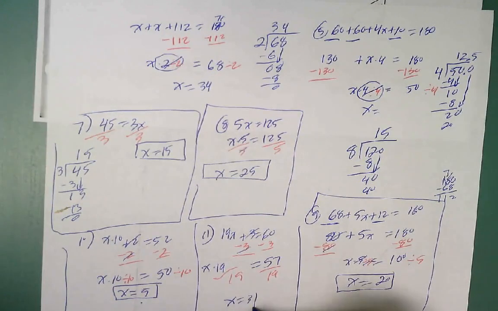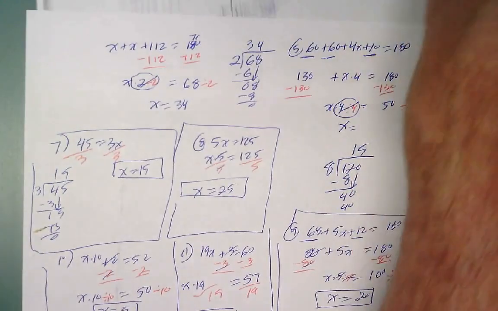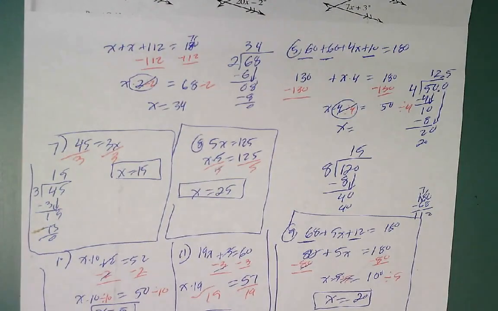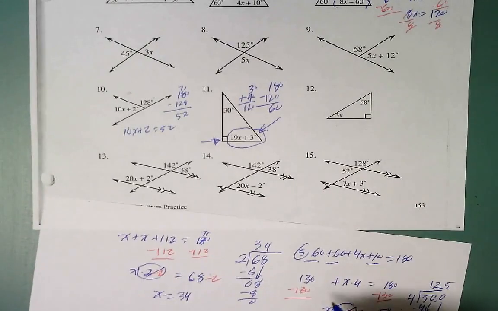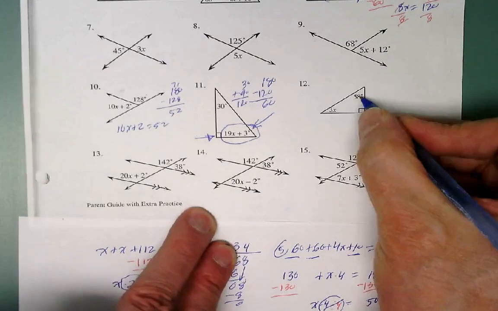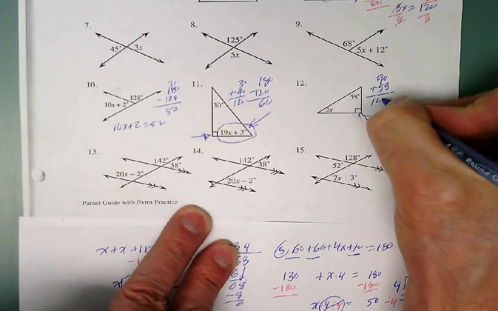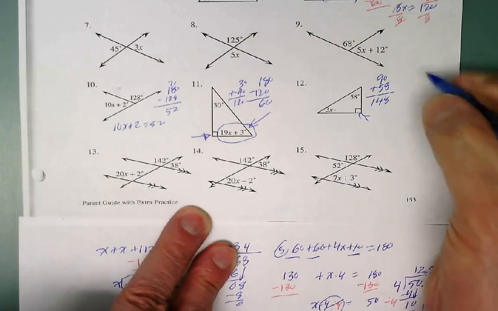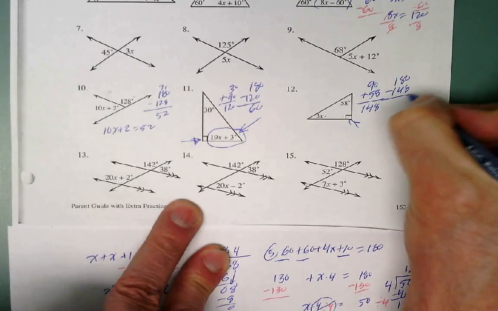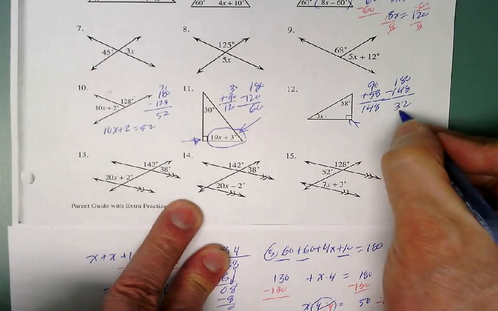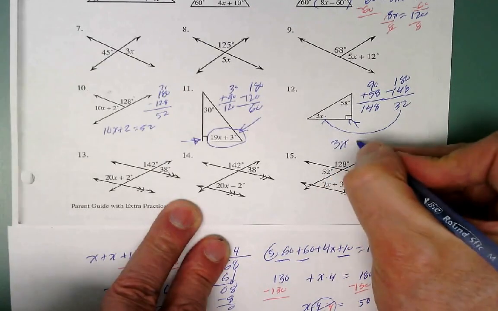On to number 12. Okay? Number 12, another right triangle. Another right triangle. That's 90. That's 58. 90 and 58 make 148. This is going to be 180 minus 148, which is 32. So 32 is going to equal 3x. 3x is the same as 32. And again, this one they didn't make easy for you, right?